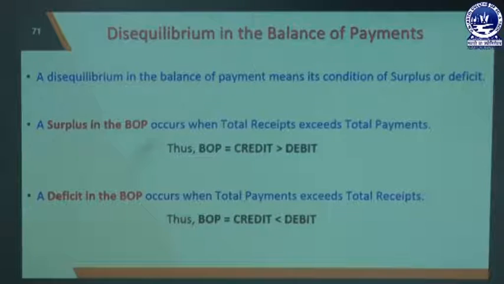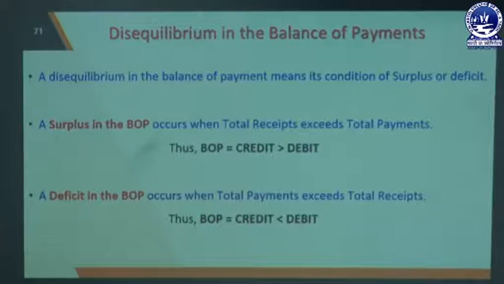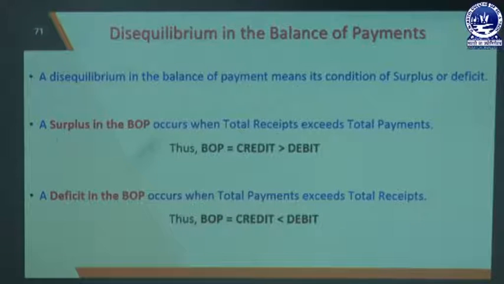When the receipt side and payment side of the balance of payment are not equal to each other, that may be a deficit of balance of payment or a surplus of balance of payment, and that is known as disequilibrium in balance of payment. A surplus in the balance of payment occurs when the total receipts exceed total payments. That means the total credit of balance of payment is more than the total debit.